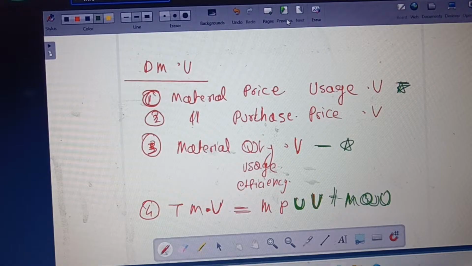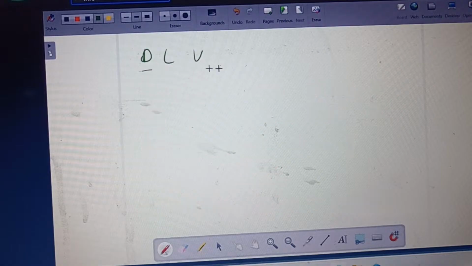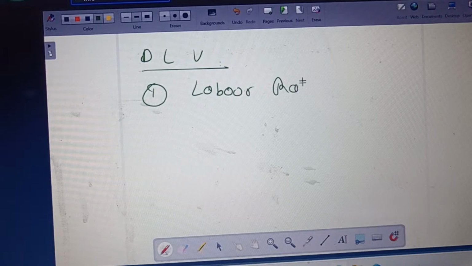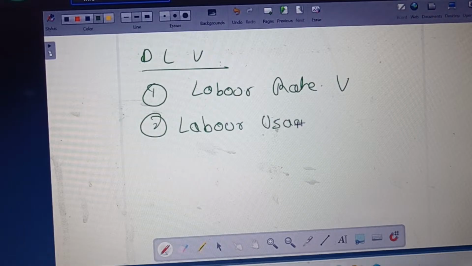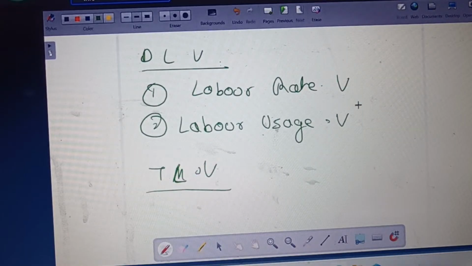Then we have direct labor variance. We have labor rate variance, and labor efficiency variance or usage variance. Labor usage variance or efficiency variance. Right. So when we add the two, what we get is the total labor variance.